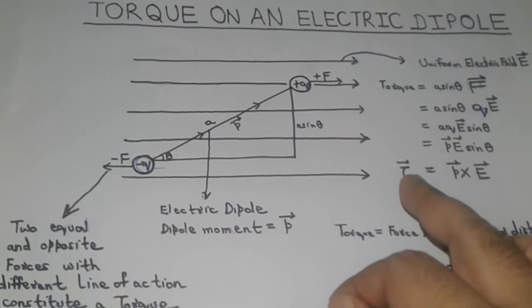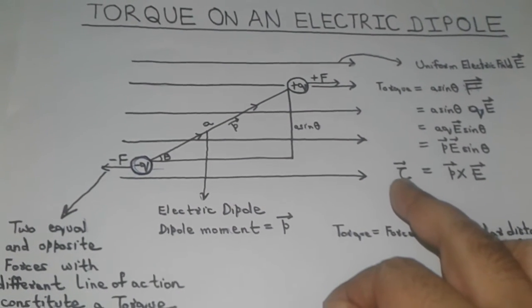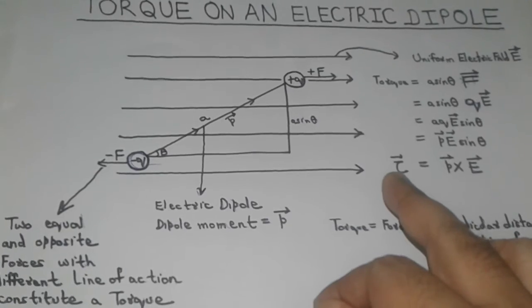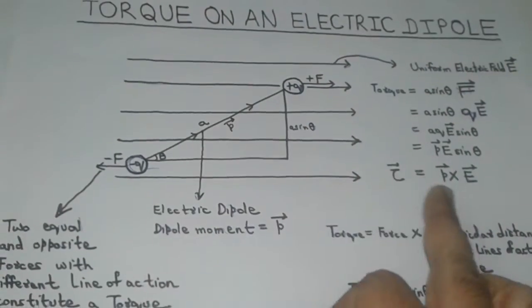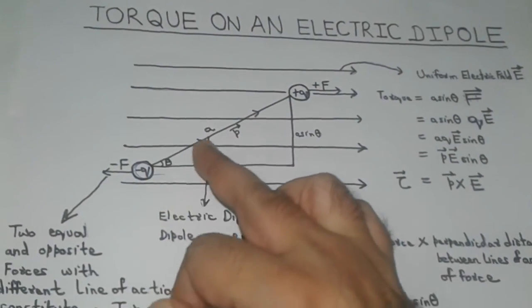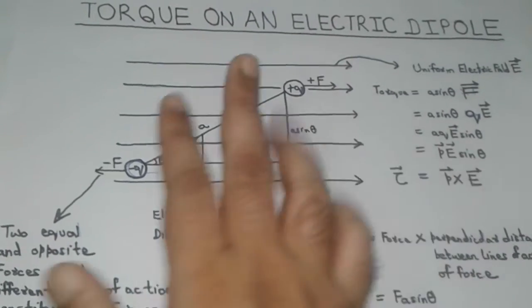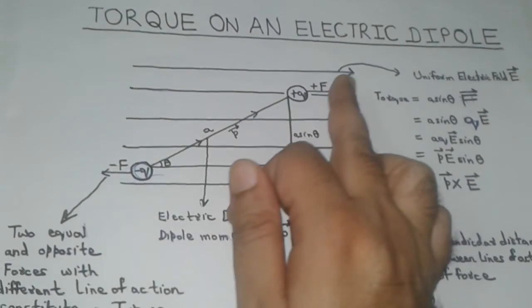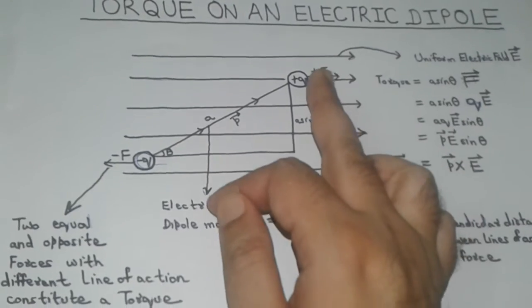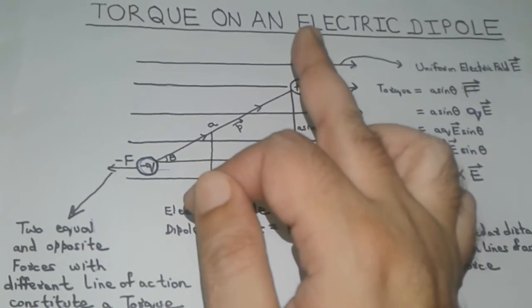So the torque experienced by an electric dipole is a vector quantity whose direction is perpendicular to the plane containing the electric dipole moment P and the uniform applied electric field E. That is, it is perpendicular to the plane of paper.